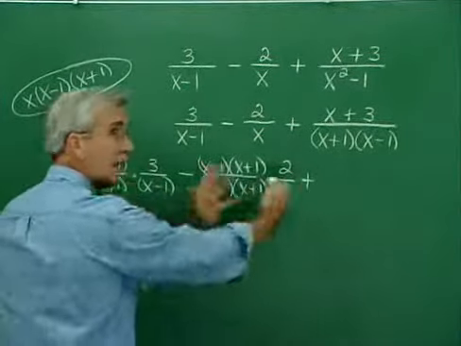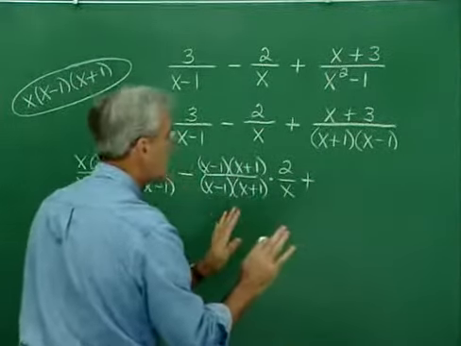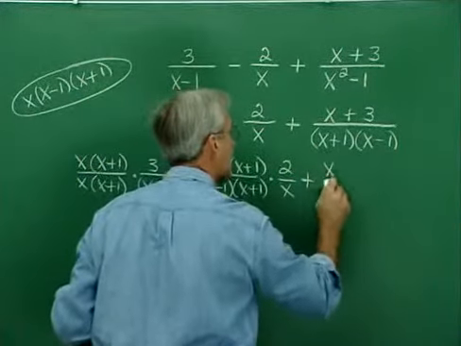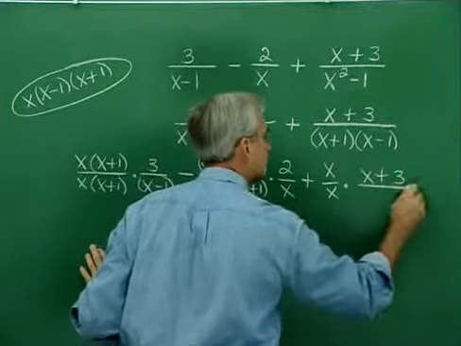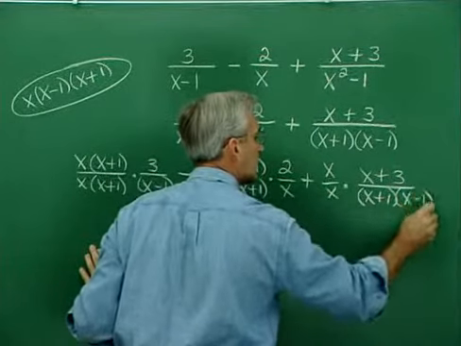Now, I'm stringing things out here. We have an awful lot to keep track of, but it's really not any big deal if we just maintain concentration. Here, this one's missing the x factor, so we're just going to multiply x over x times this fraction. So this is what we have.